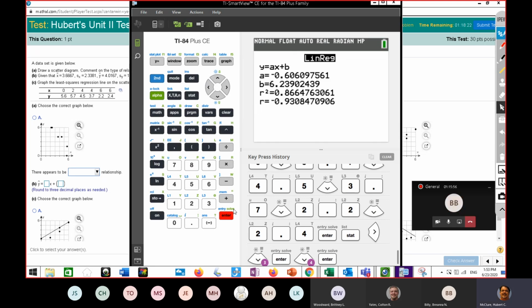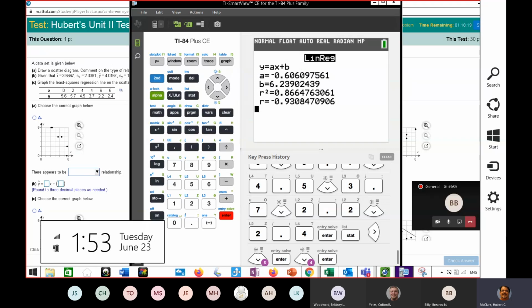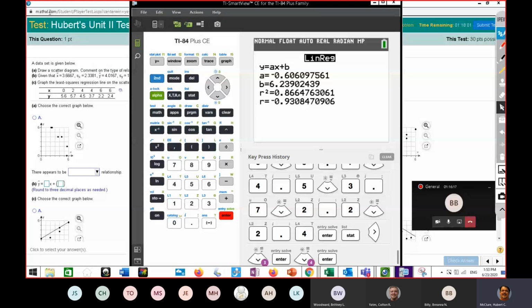I'm going to write this down so I don't have to go back and forth. Y is equal to negative 0.6096097561x plus 6.23902439. I'm writing everything down in case I have to round to a certain digit. And R is equal to negative 0.9308470906.